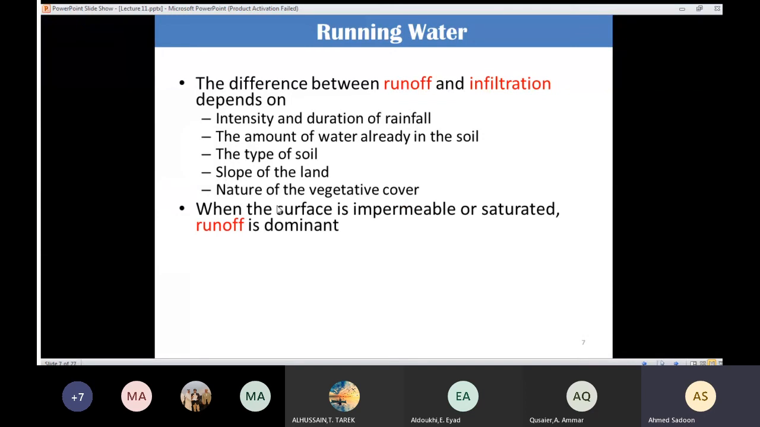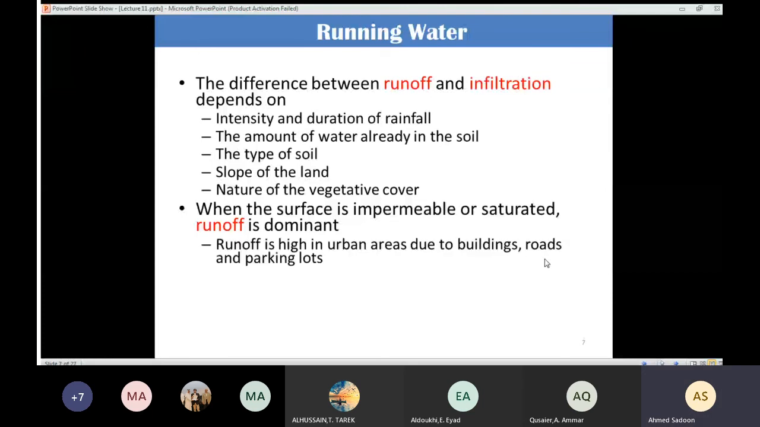So when the surface is impermeable, like rocky soil, that means the water cannot get inside the surface. If the surface is impermeable or saturated, runoff is dominant, which means runoff is more likely to take place. Runoff is high in urban areas due to buildings, roads, and parking lots. It makes sense that in urban areas, where you find cities, runoff takes place because most of the surfaces are impermeable.